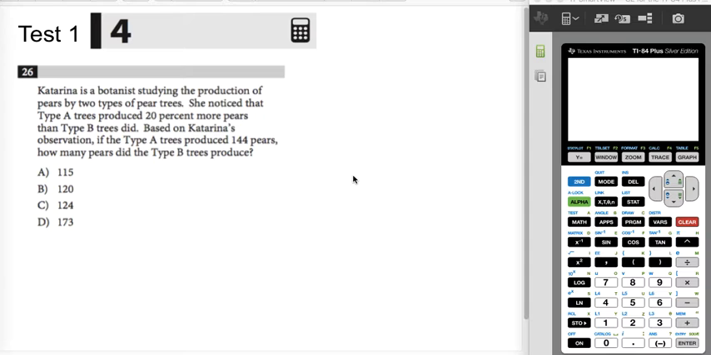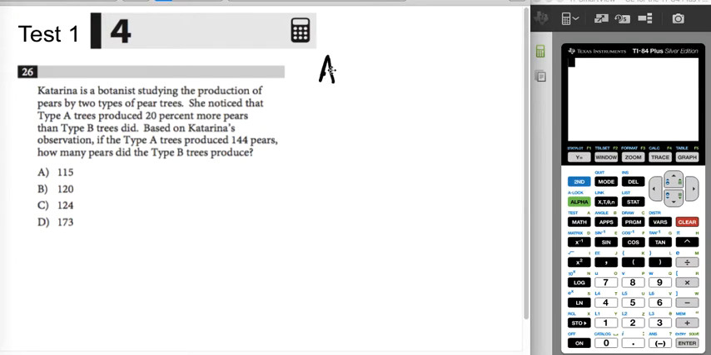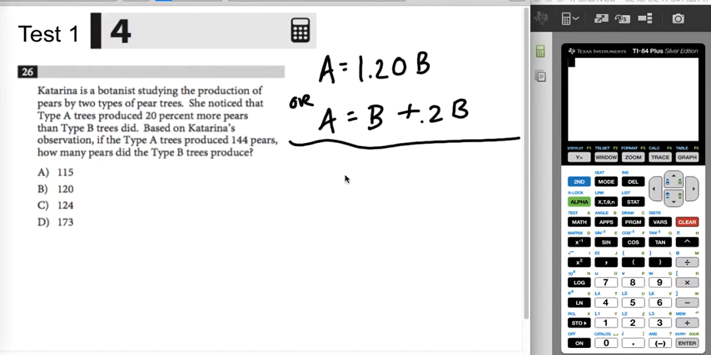Okay, so type A produced 20% more than type B. There's two ways to think about this. You can either think that it's 120% of B, or if your brain thinks a little bit differently, you can think it's B plus 20% more of B, which gets you the same answer. So now we're told that A is 144, so 144 equals 1.2 times B.